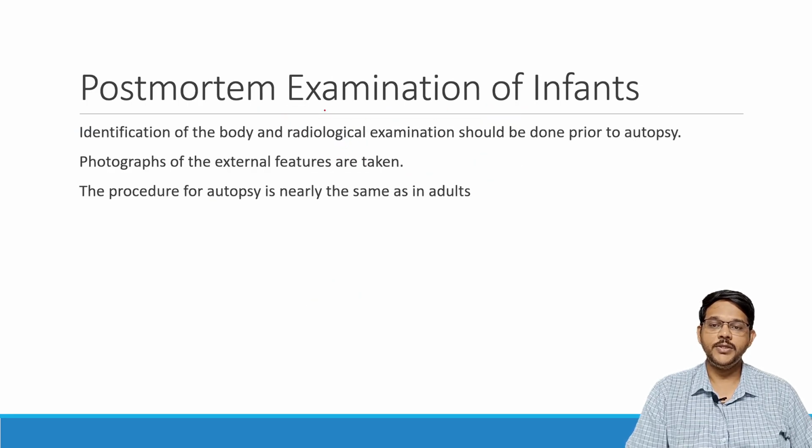During autopsy, that is post-mortem examination, the first and foremost step is the identification of the body. This is done mainly by the relatives of the child. Relatives may include the mother or husband, or the father.